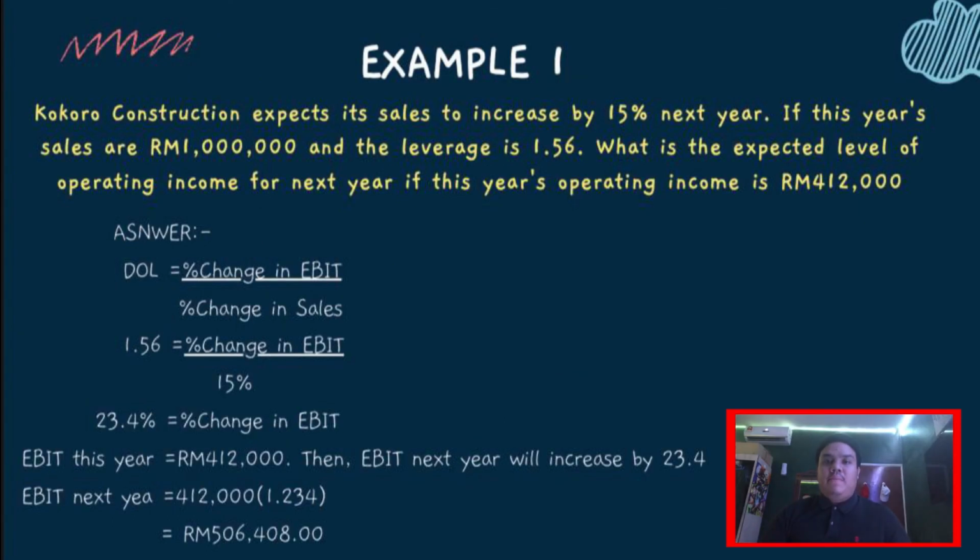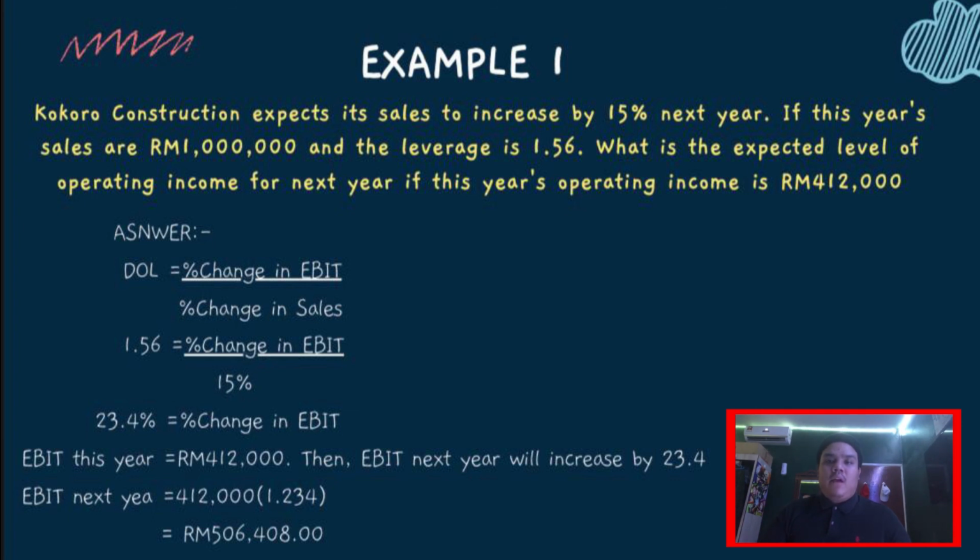That is the example of how to apply the formula. Example 1. Kokoro Construction expects its sales to increase by 15% next year. If this year's sales are 1 million ringgit and the leverage is 1.56, what is the expected level of operating income for next year if this year's operating income is 412,000 ringgit?